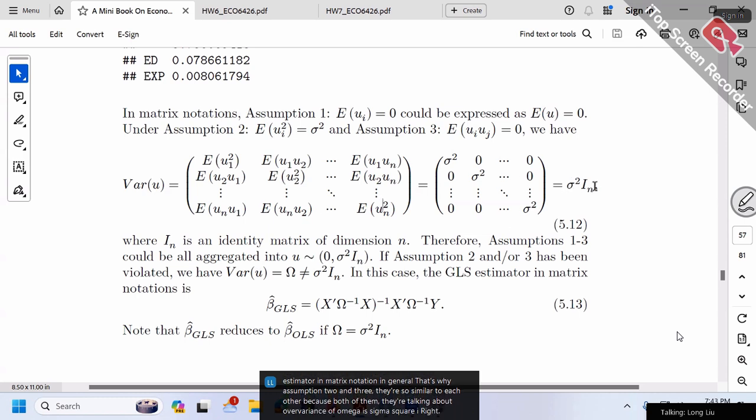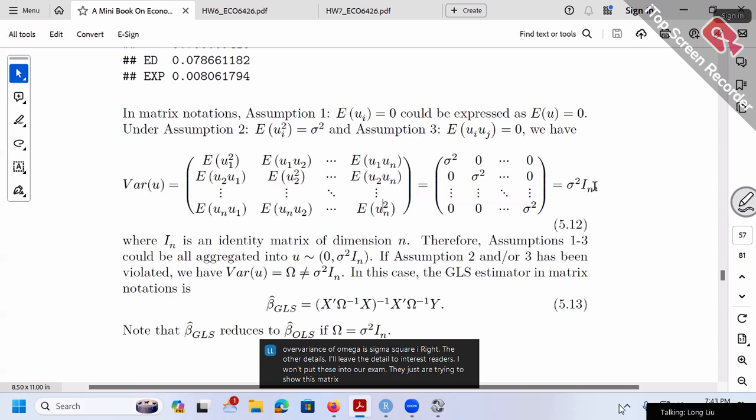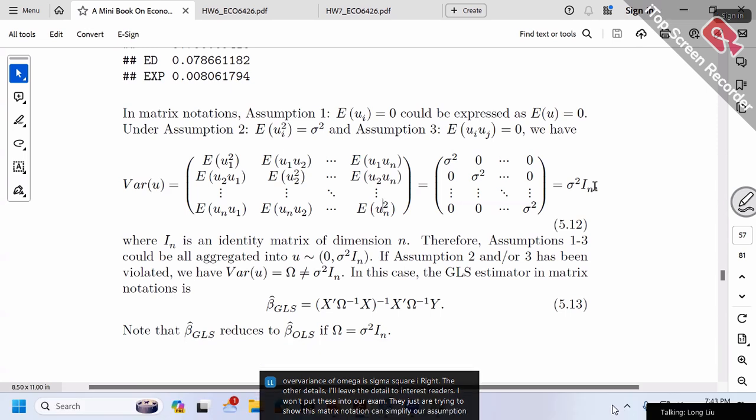The other details I'll leave to interested readers. I won't put these into our exam. They're just trying to show that this matrix notation can simplify our assumptions a lot. So far, assumptions number one, two, three, we've already finished these three assumptions. Assumption number one just says the error term has a zero mean. Assumptions two and three say the variance has a nice form, sigma square times I, right? So we've already finished assumptions one, two, three. We're going to do assumption number four afterwards. Let's take a 10 minute break.